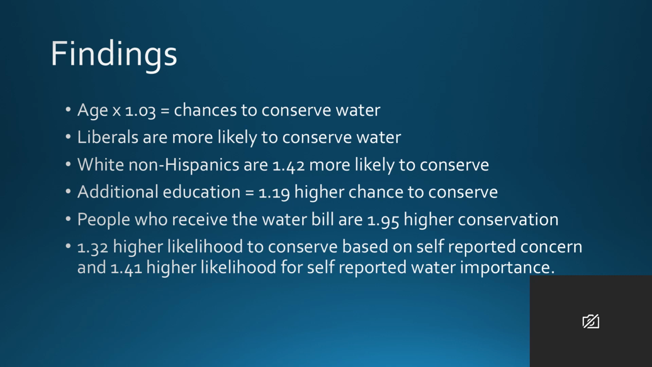People who receive the water bill are 1.95% higher likely to conserve water. So people who pay for their water are more likely to conserve water, obviously, because they don't want to pay more. And then 1.32% higher likelihood to conserve water based on self-reported concern, and 1.41% higher chance to conserve water based off self-reported water importance. What that means is people who think the environment is important are more likely to conserve water by 1.32. And if you think water issues are also a problem, so it's kind of like the same question but more specific to water, you're 1.41 more likely to.